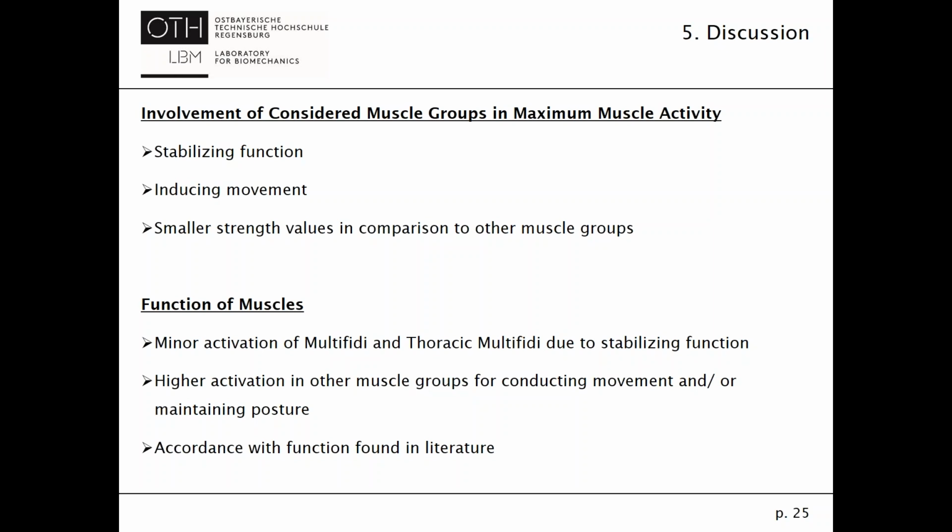And according to our results, we conclude that the multifidi and the thoracic multifidi have only a stabilizing function, as they are only minorly activated. And the higher activation in the other muscle groups comes from their function to induce movement and or to maintain posture. And these results are in accordance with the corresponding function of the muscle groups listed in literature. So we can use those results for the validation of our model.